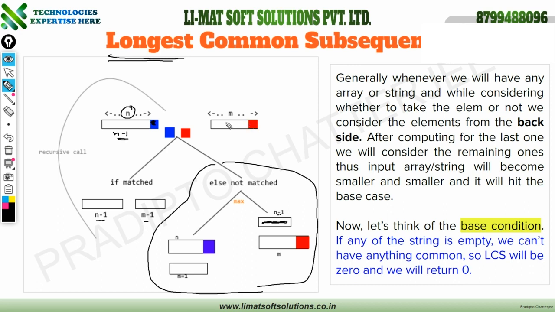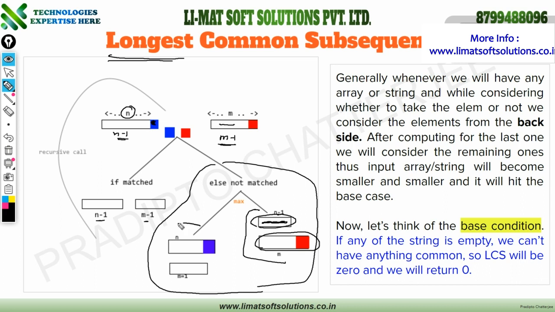If the length of the entire second string is m, what will be the remaining length? The remaining length will be m minus 1. These are the remaining parts. So at one time, I will take the entire second string and the remaining part of the first string, or I will take the entire first string and the remaining part of the second string. I will call the recursion. I will have the same recursive call.